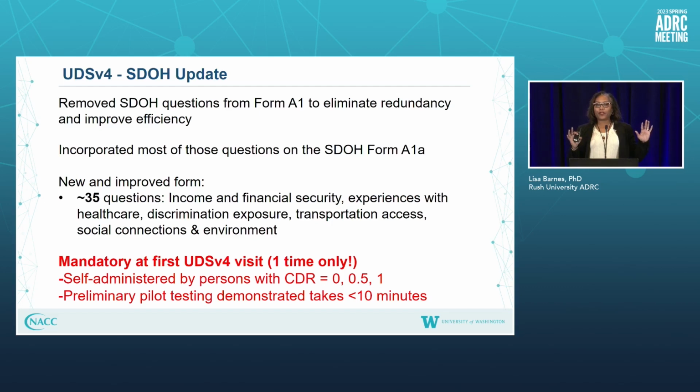So you might remember that there were some social determinant questions in Form A1, which is the demographics form. We removed those questions to eliminate redundancy and improve efficiency, and we incorporated them into the social determinants form, A1. So now this new and improved form is about 35 questions. We didn't change the constructs, we just now have an extra construct, discrimination exposure, which was originally on the demographics form.